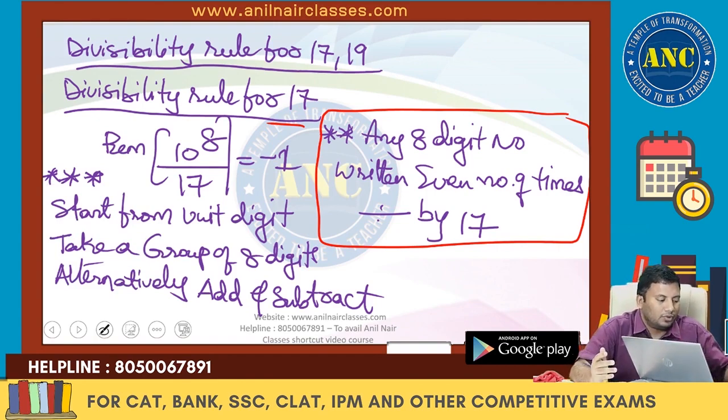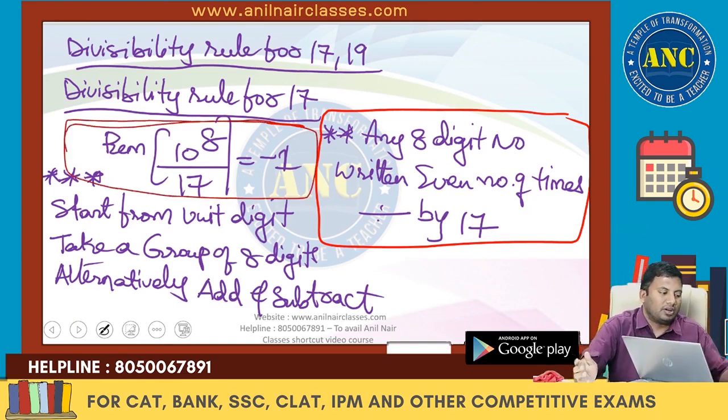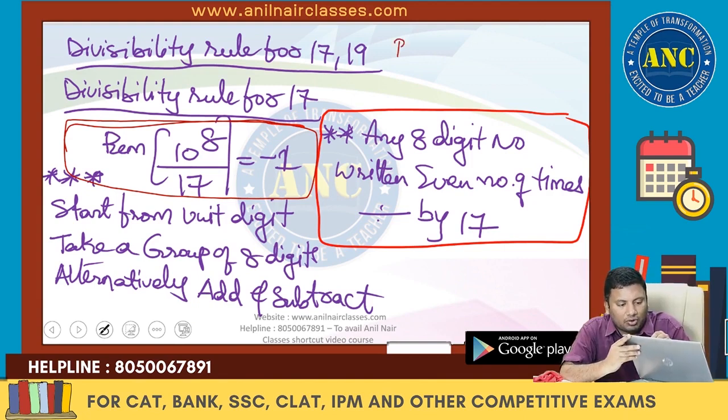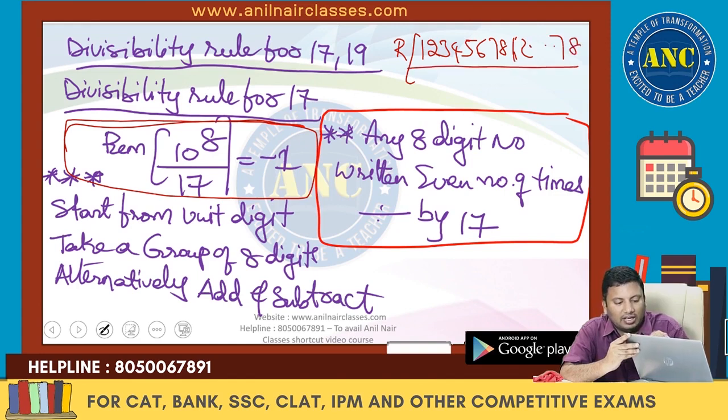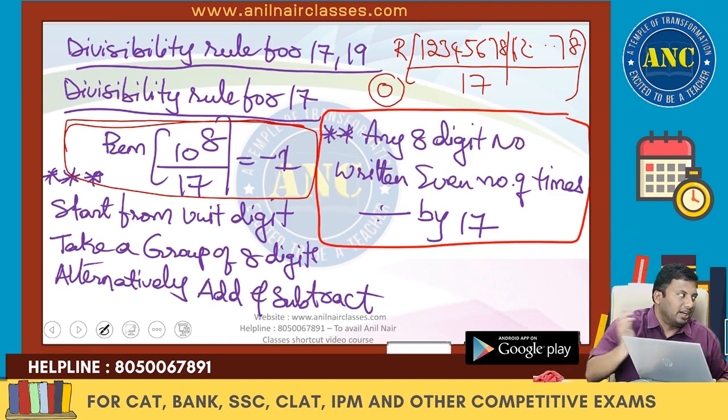Praveen, look at this pen. 10 power 8 divided by 17 is minus 1. If the question is like this, 1, 2, 3, 4, 5, 6, 7, 8 divided by 17, the answer is 0. I hope this concept is clear.